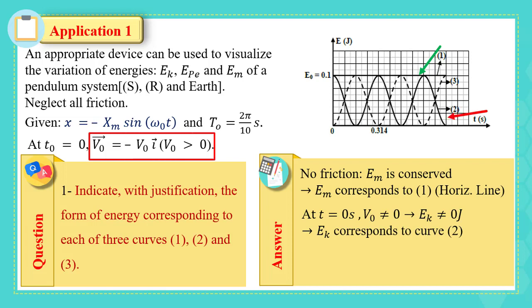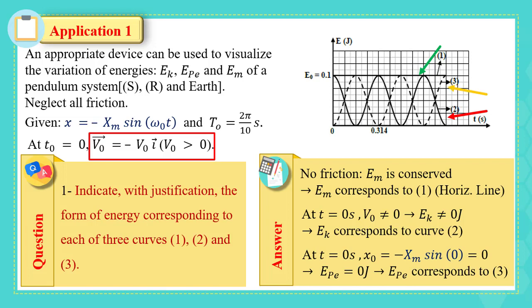At t equals 0, v0 is said to be not 0. Then the kinetic energy corresponds to 2, which starts from a non-zero value. Finally, at t equals 0 seconds, replace this value in the x function, then we can find that x0 is 0, so the elastic potential energy should start from 0, and 3 is the one for elastic potential energy.